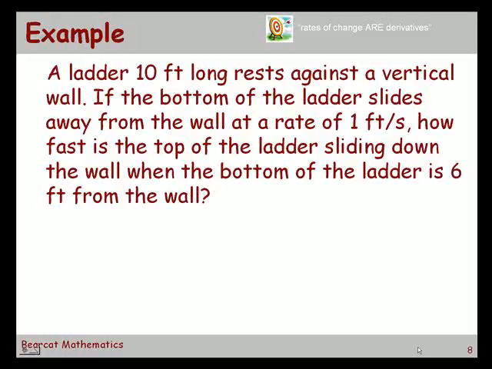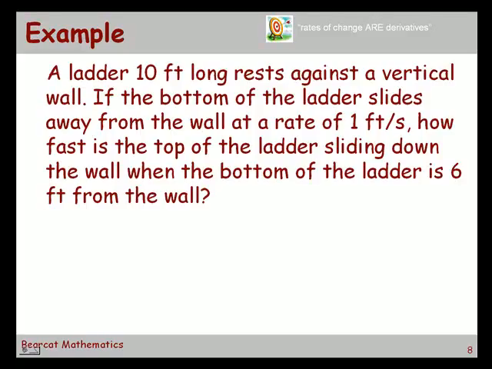Next problem. A ladder 10 feet long rests against a vertical wall, as they usually do. If the bottom of the ladder slides away from the wall, the person at the top is in trouble, right? At a rate of 1 foot per second, how fast is the top of the ladder sliding down the wall when the bottom of the ladder is exactly 6 feet from the wall?